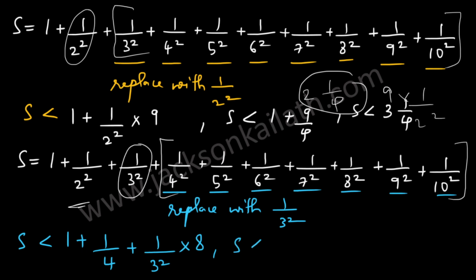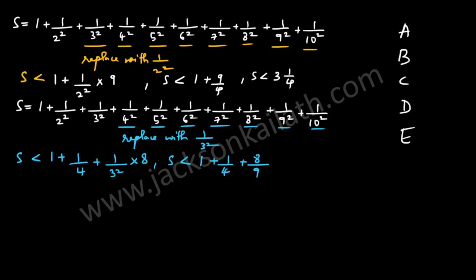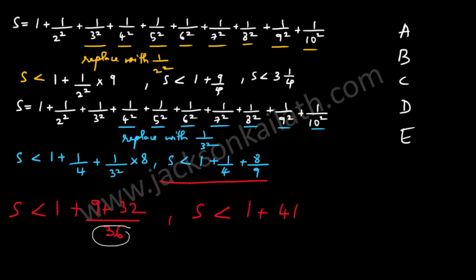This comes to 1 plus 1 by 4 plus 8 by 9, and this can be simplified as 1 plus 9 plus 32 by 36. Over here I have 4, over here I have 9. To simplify this fraction, I need to make the denominator the same. So I'm changing the denominator to 36. 1 by 4 will become 9 by 36, and 8 by 9 will become 32 by 36. Then I can add it. So s is less than 1 plus 9 plus 32 by 36. This simplifies to 1 plus 41 by 36, and that's the same as 2 5 by 36. So s is less than 2 5 by 36.